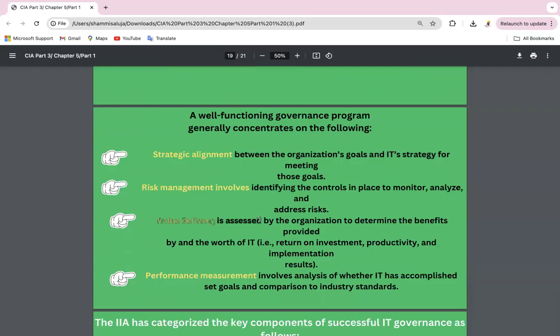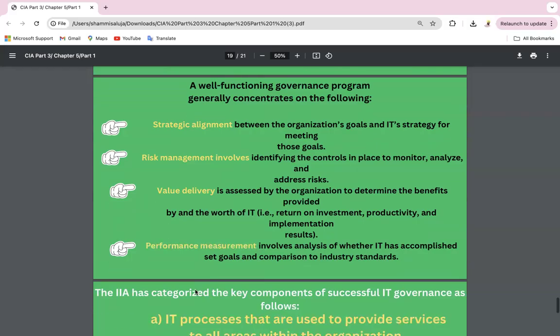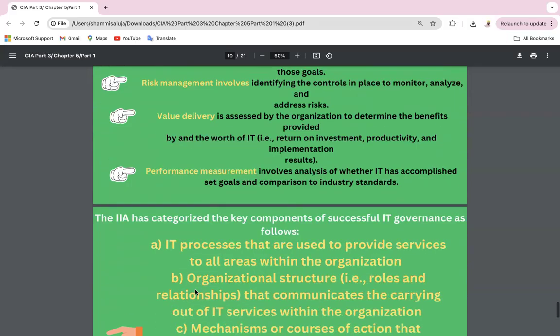and whosoever is associated with the organization directly or indirectly, the stakeholders, employers, shareholders, everybody needs to be given value for their efforts, and particularly the performance measurement as to whether IT has accomplished its set of goals as per the prevailing standards of the industry or not. And whenever we talk about performance measurement, it always includes effectiveness, efficiency, and economy. What does it include? Performance, effectiveness, efficiency, particularly efficiency and economy.